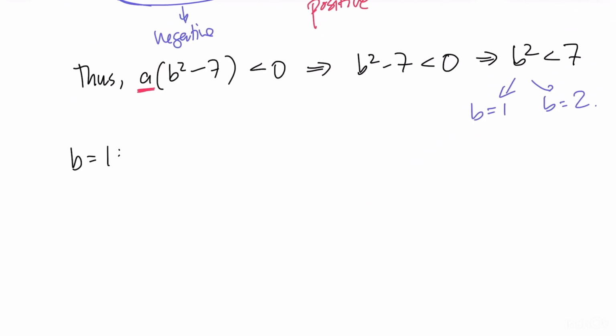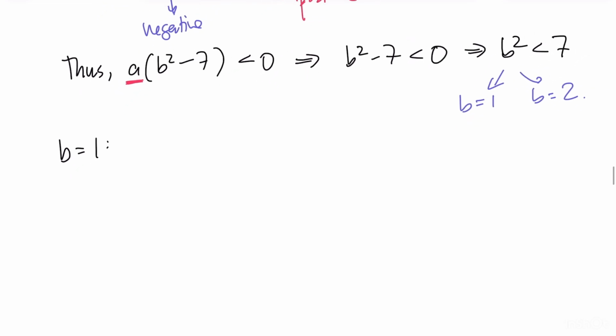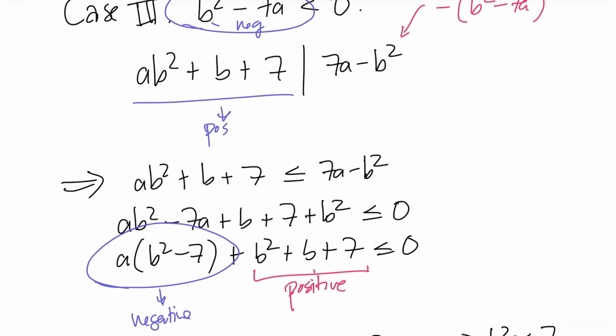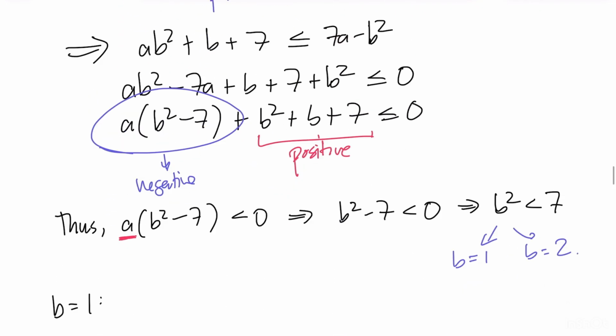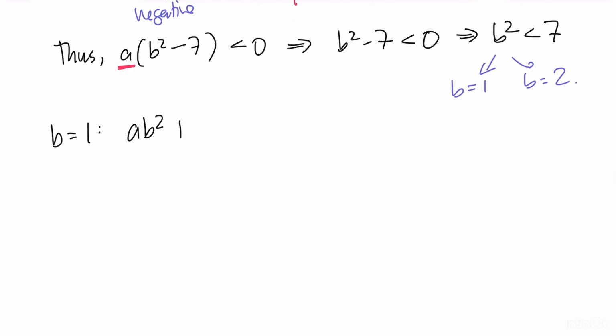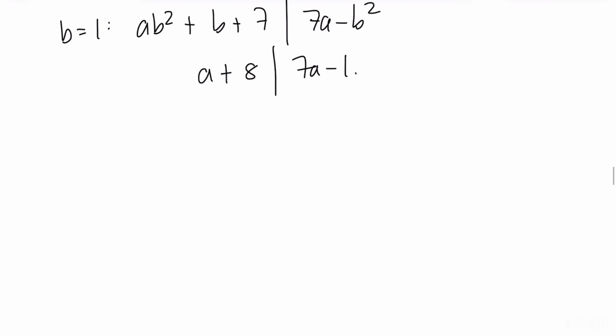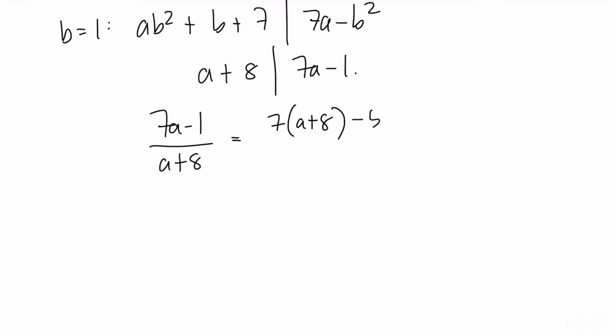So we're gonna find values of a and b where b equals 1. So I'm gonna go back to this expression. So ab squared plus b plus 7, which divides 7a minus b squared, and substituting b equals 1, we get a plus 8, which divides 7a minus 1. And I'm gonna write this into a fraction once again, so that's much clearer. And this is equal to 7 times the quantity a plus 8 minus 57 all over a plus 8.